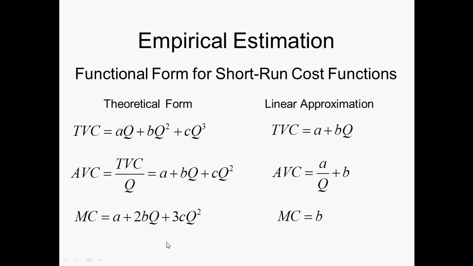So if these are our theoretical forms and these are our linear approximations, obviously these are missing something. But they might still be good enough over a short range. And so these are things that you could approximate. Again, the point is, this isn't observable typically for a manager. A manager doesn't know exactly how much it would cost to produce at different scales. So you have to guess, and these are what your guesses might look like.